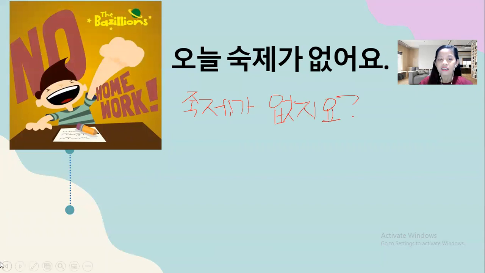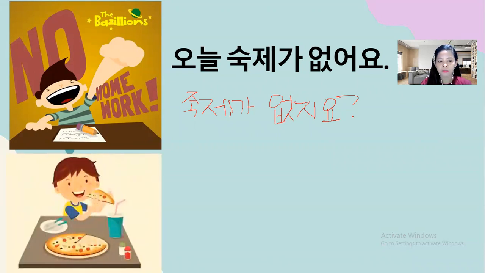Right. Here, in 숙제가 없지요, you know that there is no assignment, but you just want to check or to make it sure whether there is really no assignment. So the 숙제가 없지요 means there is no assignment, right? And let's proceed to the next picture.